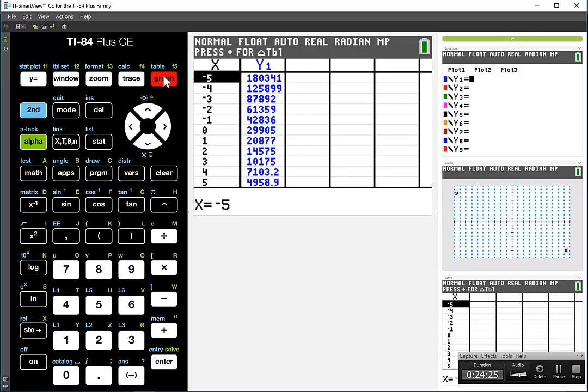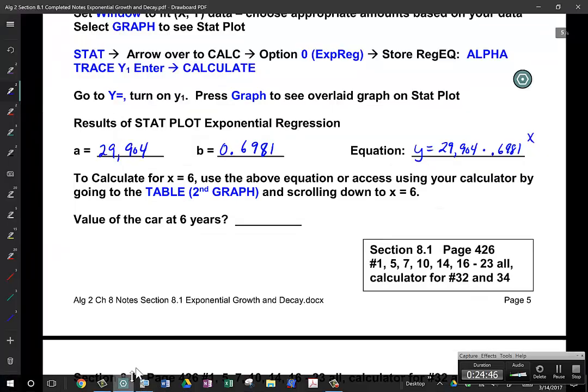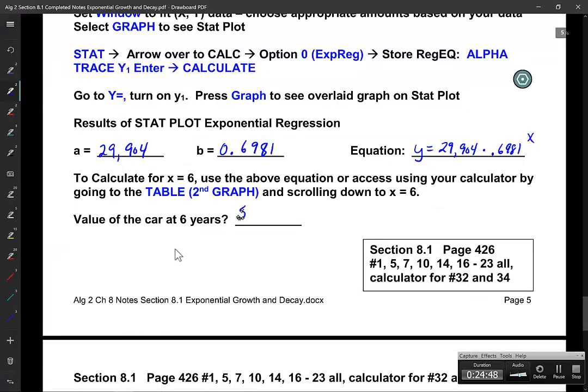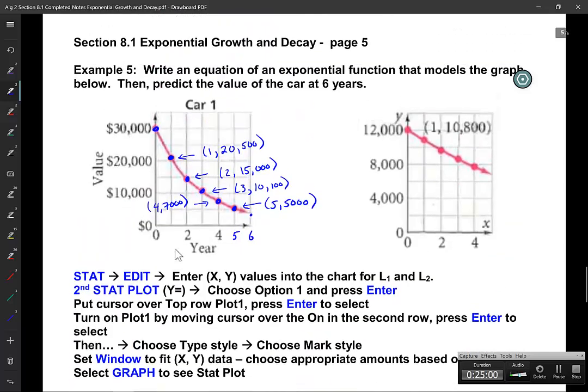You may not have realized this, but here are all the values that we have. So I'm going to arrow down to x equals 6. And here we see the value is, very simply, approximately 3461.9. So the approximate value for our car after 6 years is $3,461.90. So this is an example of using data and using our calculator to compute an exponential depreciation scale for this.